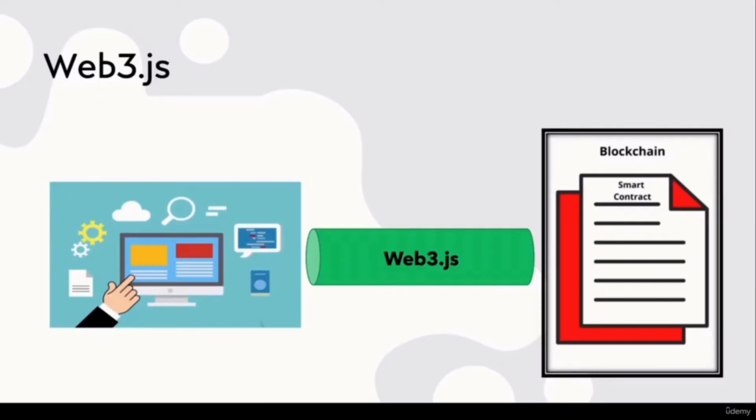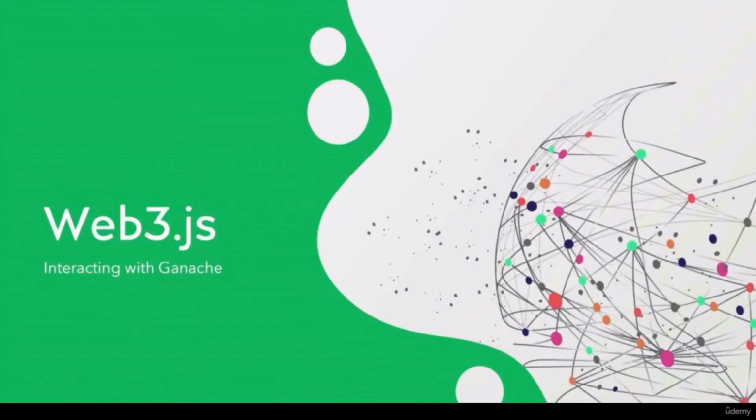Now the most important thing that you should understand about web3.js is that web3.js is nothing but a library which acts as an interface between your real world and your blockchain world. And that is what web3.js is. Now we are going to see how with the help of web3 we interact with our Ganache. So let us get started.